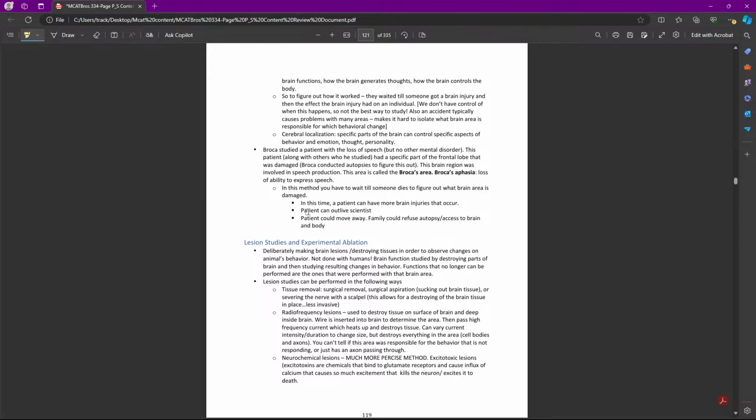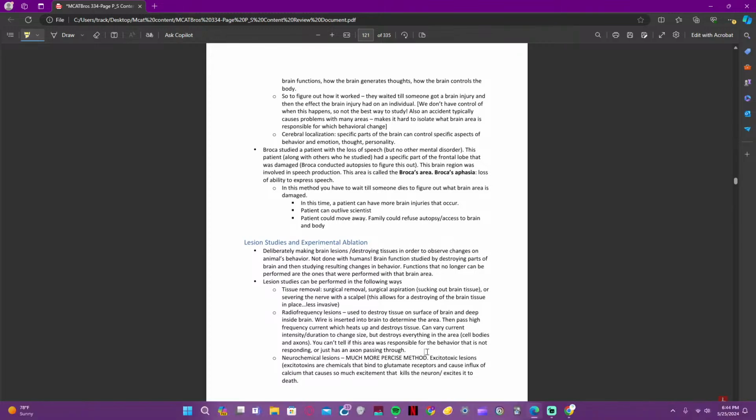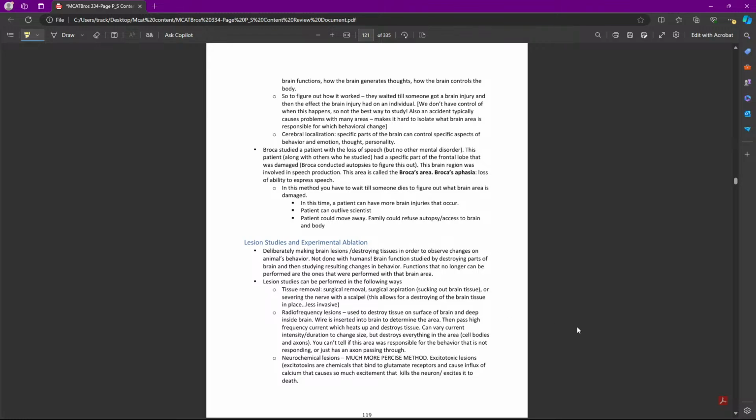Lesion studies can be performed in the following ways. Basically, the first one that we're going to talk about is what they did to individuals for lobotomies, where they use a surgical process of removing the frontal cortex. So that's what this tissue removal process is. Or radiofrequency lesions, which use radio waves inserted into the area to kill off that area of the brain. Or neurochemical, where you use toxins to kill off that part of the brain.